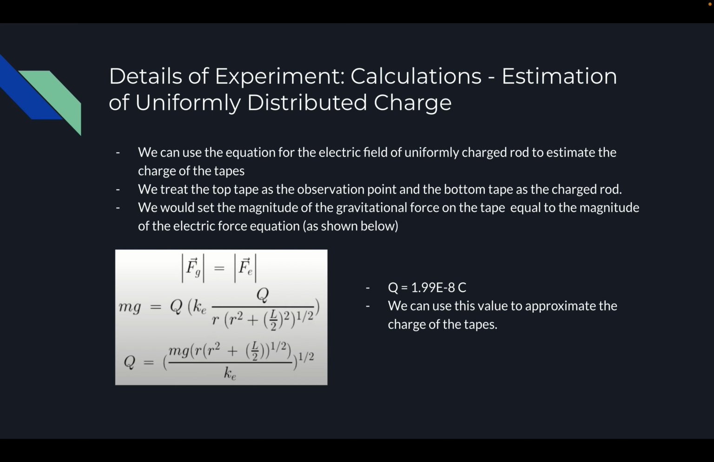We can use the equation for the electric field of a uniformly charged rod to estimate the charge of the tapes. We treat the top tape as the observation point and the bottom tape as a charged rod. We set the magnitude of the gravitational force on the tape equal to the magnitude of the electric force, as shown below, and Q equals 1.99 E negative 8 coulombs. We can use this value of Q to approximate the charge of the tapes.